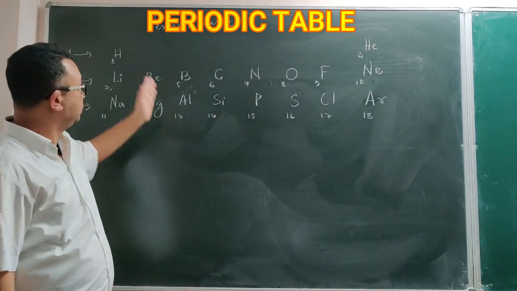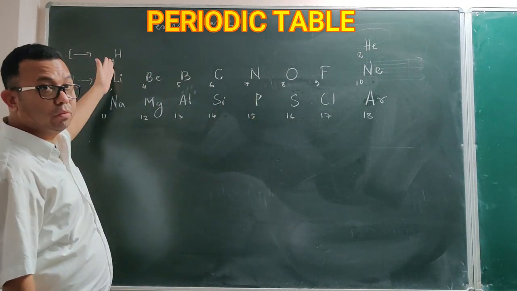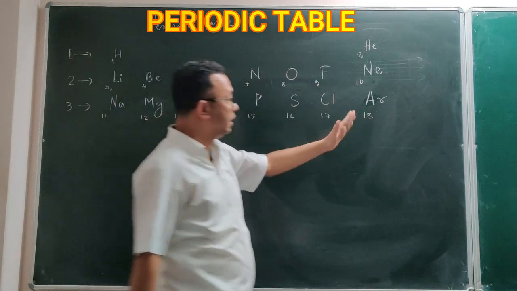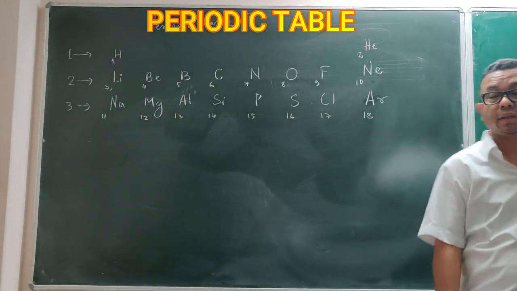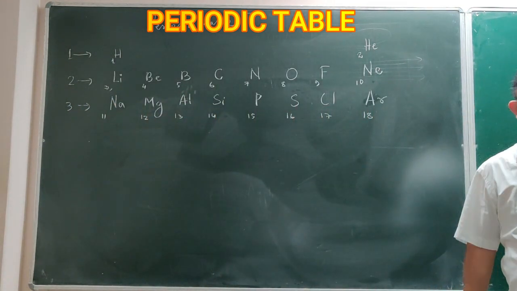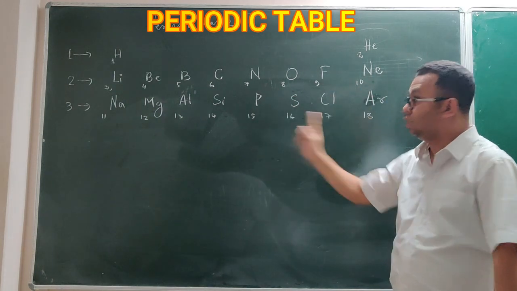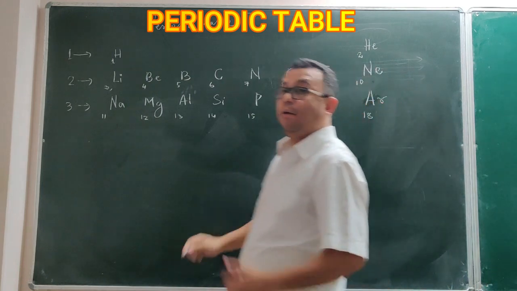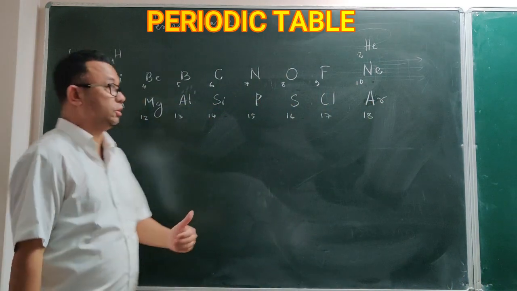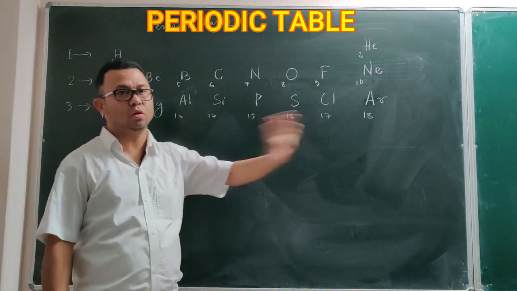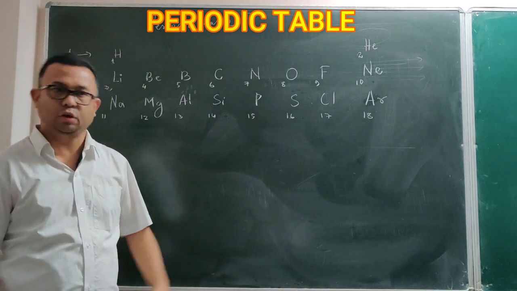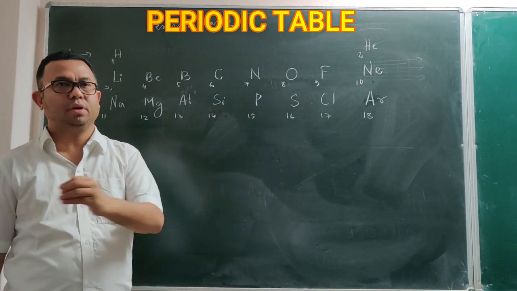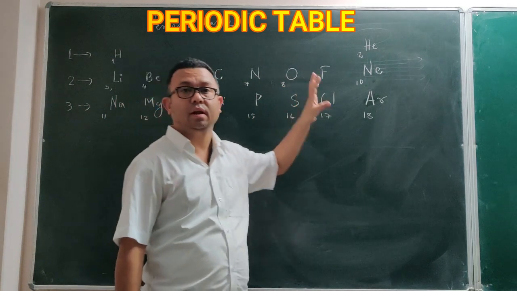I wrote all the natural numbers, I started with number 1 and then I ended at 18. That means altogether there are 18 elements here. And don't forget, I have written it serially. I did not skip any numbers. All numbers are present from 1 to 18. But this number that I have written is not actually the serial number. You can consider it as a serial number also, but they are in fact the atomic number.